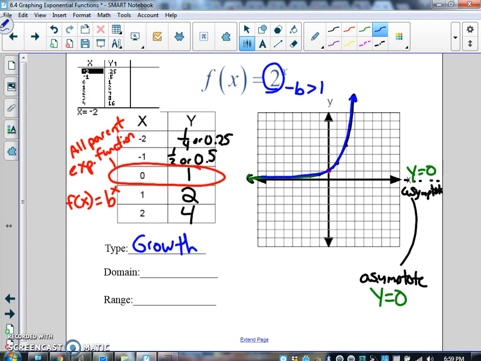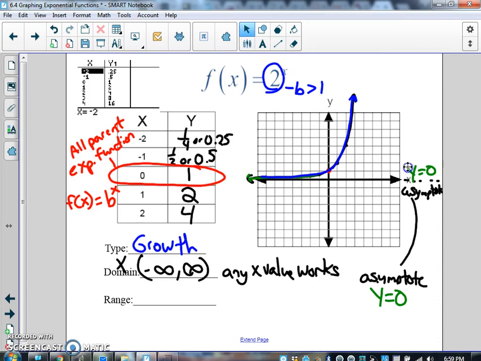Now our domain, which involves x values here. So what kind of inputs would work for this function? Well, as we look at it, any x value works. That means my domain starts from negative infinity and goes to positive infinity. But since I never reach infinity, I put parentheses around it.